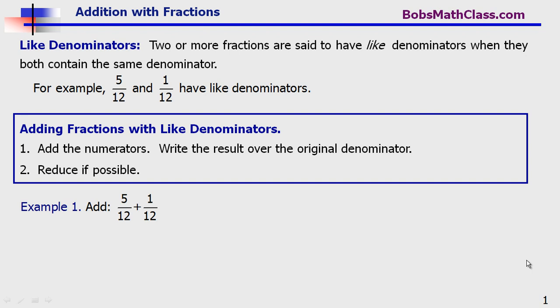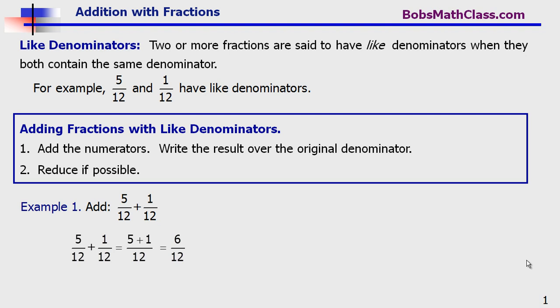Like always, we're looking at a problem. If you think you can do it already, just go ahead and pause the video and always try to work the problem out on your paper. And then click back on play when you're ready to keep going. Okay, so 5/12 plus 1/12. We're going to go ahead and add the numerators. So 5 plus 1, that will be 6. And the denominator stays the same.